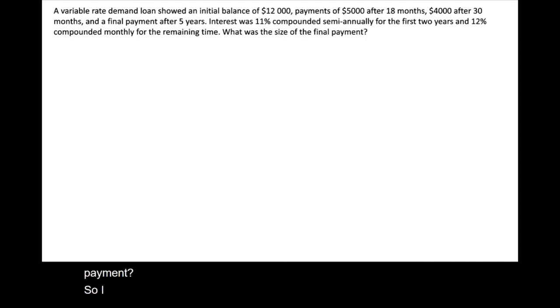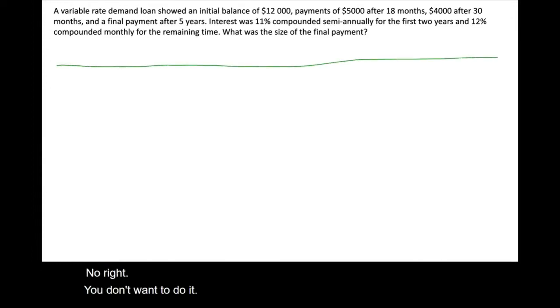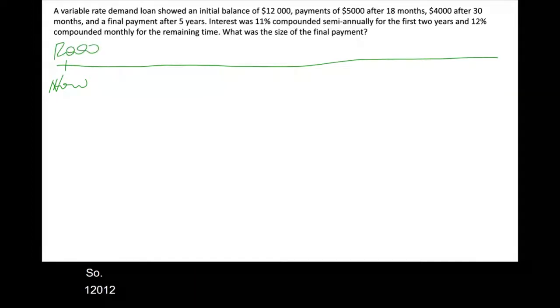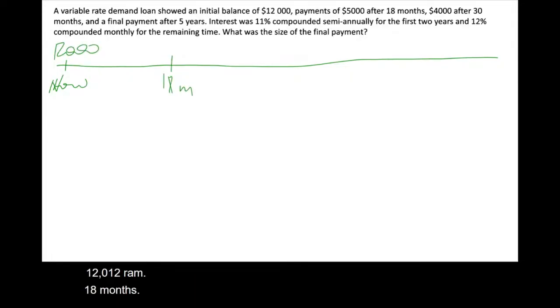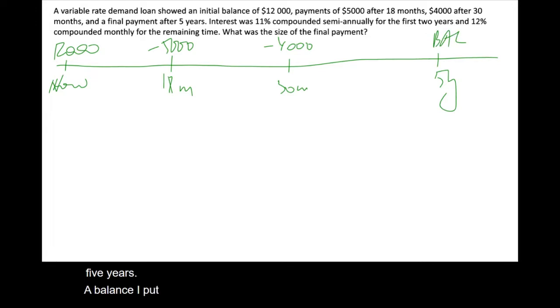So I assume that we start now, right? You don't want to do it. So now, 12,000, 12 grand, 18 months minus 5,000, 30 months minus 4,000, 5 years, balance. I put balance here.